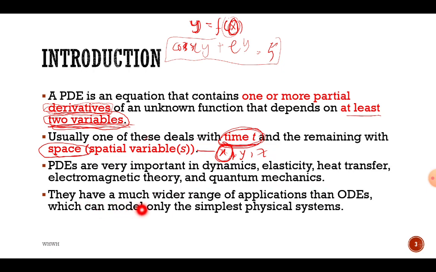It is actually more practical to use compared to ODE, because ODE relies on only one variable, so it can only model the simplest physical systems, which have only one dependent variable. But for PDE there are at least two, it could be 3, 4, 5, but for our course here we just focus on two.